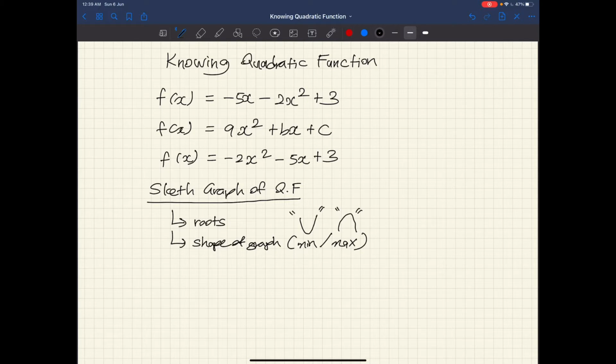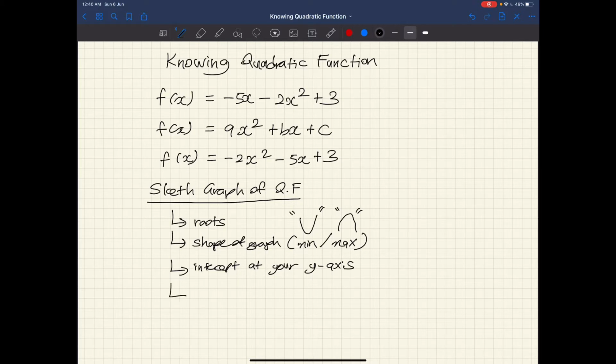And other than that, you need to know your intercept at your y-axis. So what does it mean? This is basically a line that passes through your y-axis. So when you have your quadratic function, it's better to have that line defined as well. So these are the things.